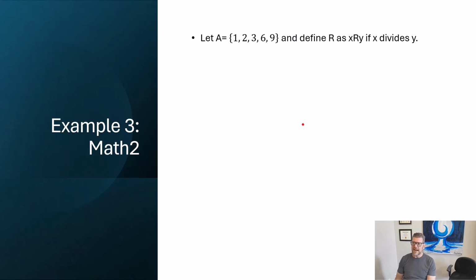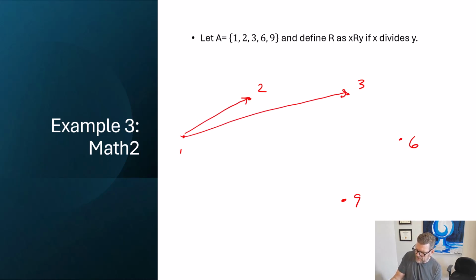and we define R as XRY if X divides Y. And so, for example, we'll draw a little digraph here. Let's say we have 1, 2, 3, 6, and 9. We know that 1 divides 2, 1 divides 3, 1 divides 6, and 1 divides 9.